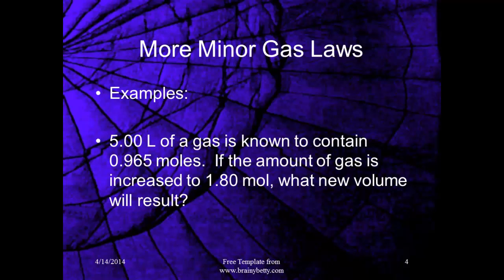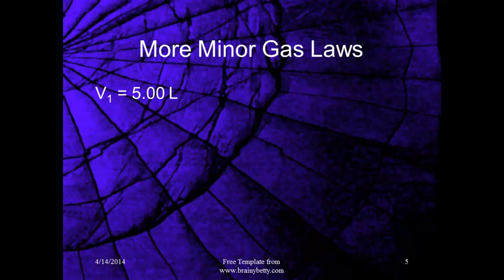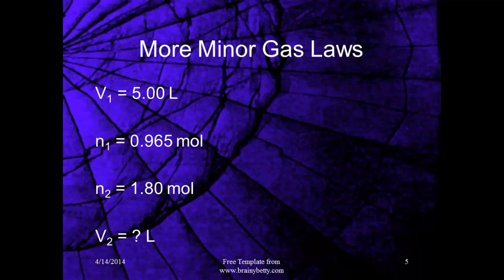5 liters of a gas is known to contain 0.965 moles. If the amount of gas is increased to 1.8 moles, what new volume will result? If you're not sure where to start, make a list of what you have and what you're looking for. We know that the first volume is 5. The first amount of moles is 0.965. The second amount of moles is 1.8. And we're looking for the second volume.